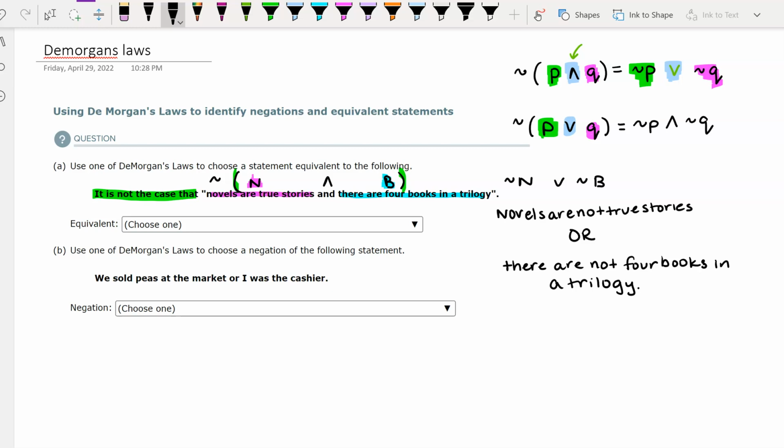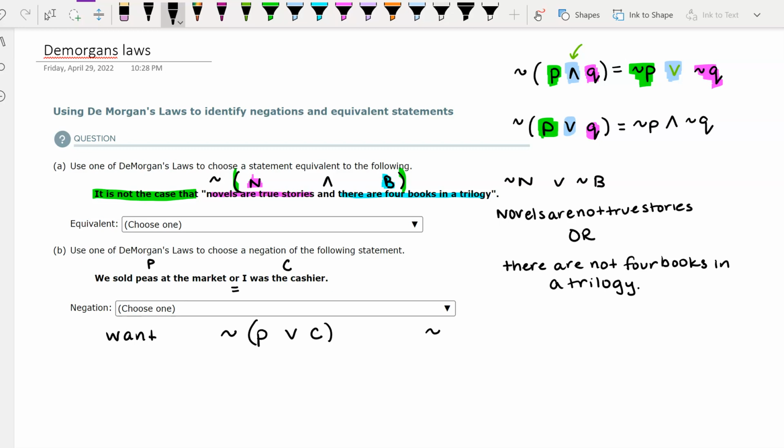So now let's try part B. Here they give us the statement, we sold peas at the market, or I was the cashier, and then they want you to negate that, which is the equivalent of throwing that not on the outside. So we sold peas at the market, we'll call that P. And then I was the cashier, so we'll call that C. And I'm connecting with or. So the statement that I have right now is P or C. And what they want me to do is negate that.